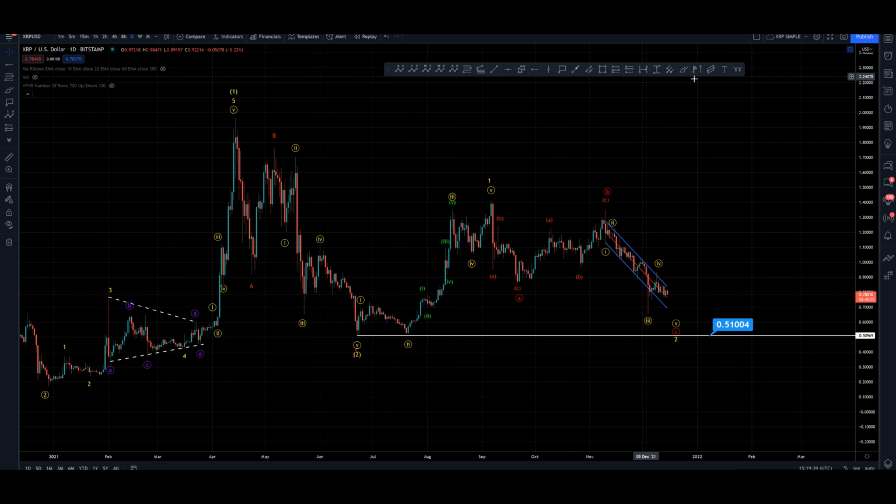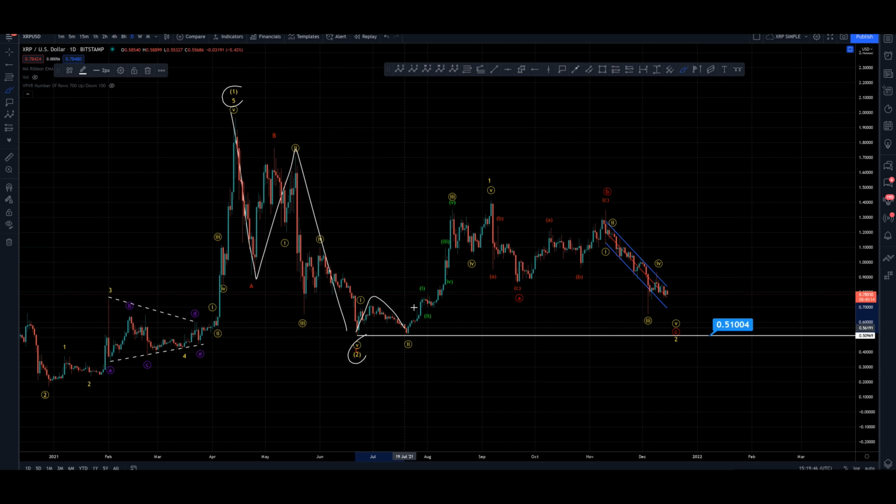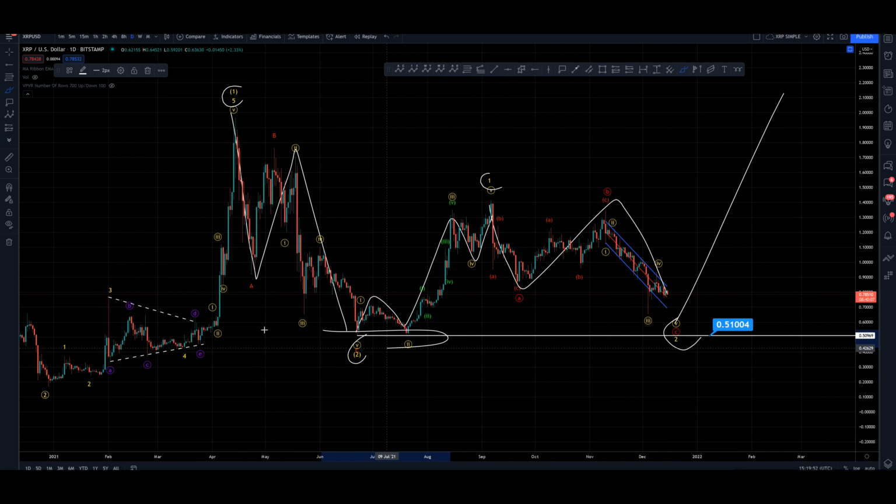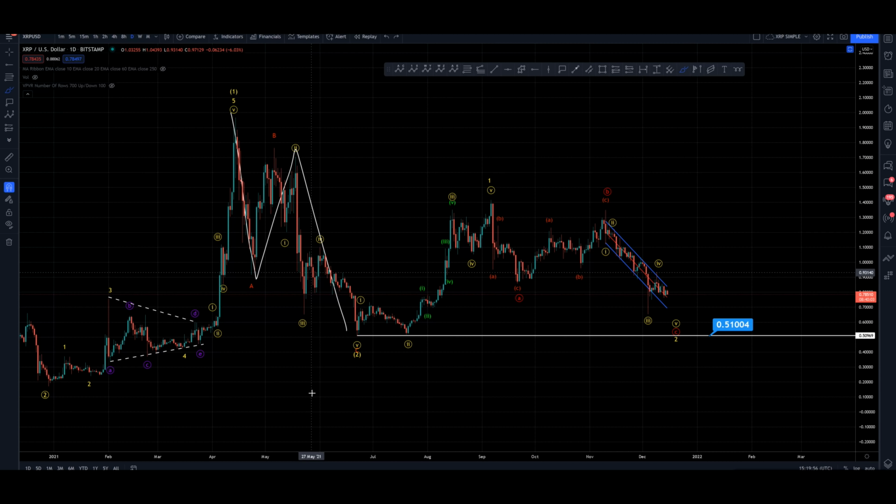Right then, so for the longest time I've been saying 3 waves down into a 2. Here's a 1, here's a 2. 5 waves up into a 1. 3 waves back into a 2. It's got to materialise soon or it's all bets off. That's XRP, essentially. Now let me talk you through why I prefer this count.